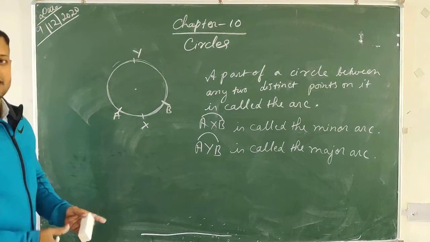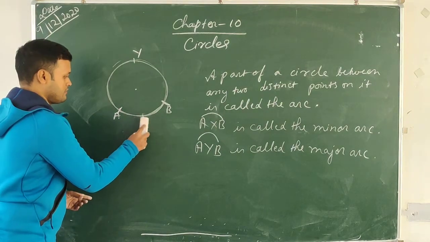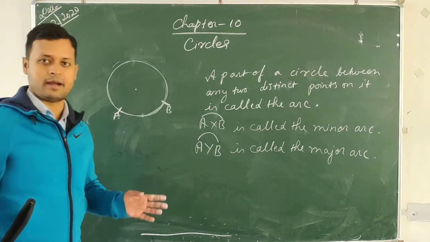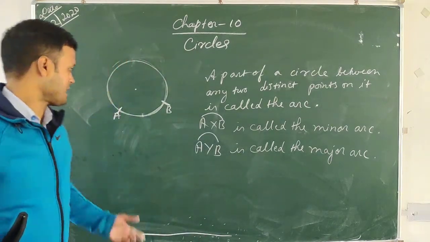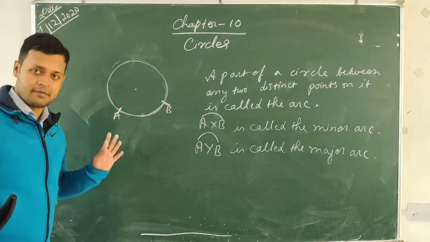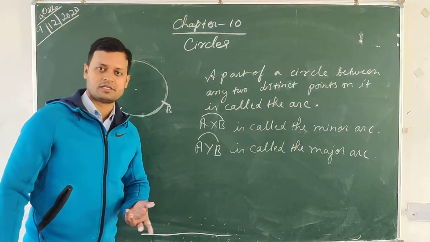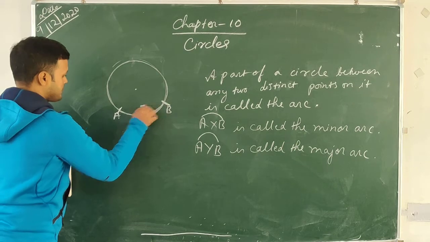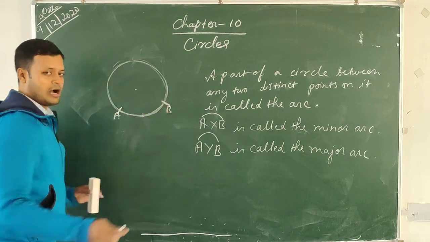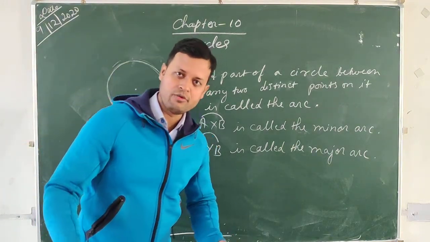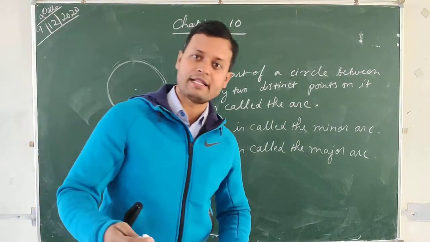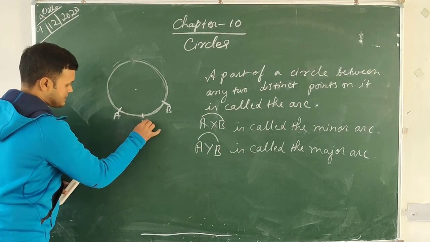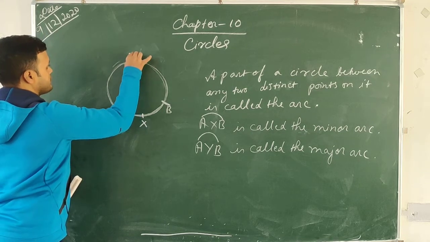Because if I don't mark these points X and Y, students, then how will you understand which is the major and which is the minor arc? Suppose I say the arc AB, then what will you understand about it? Arc AB means it may be this arc also, it may be this arc also. So how can we differentiate the minor arc and the major arc? One way to differentiate is, I'll just mark a point X here and I'll just mark a point Y here.